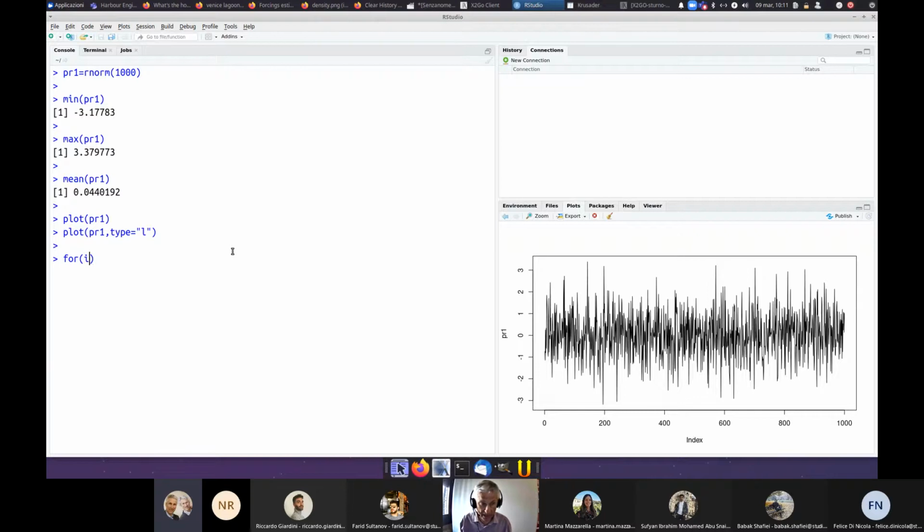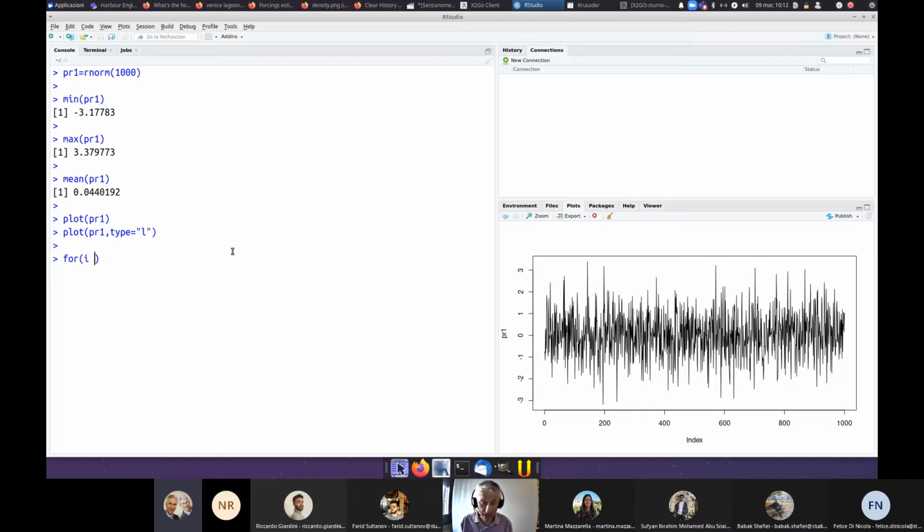So for i, this is my counter. You can put whatever name there. You can put A, B, C, whatever. And I put i because I like this variable for a counter, a cycle counter.